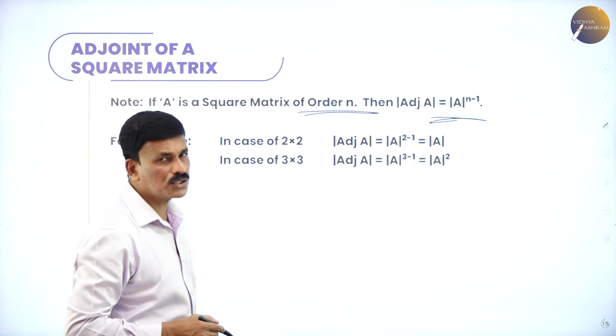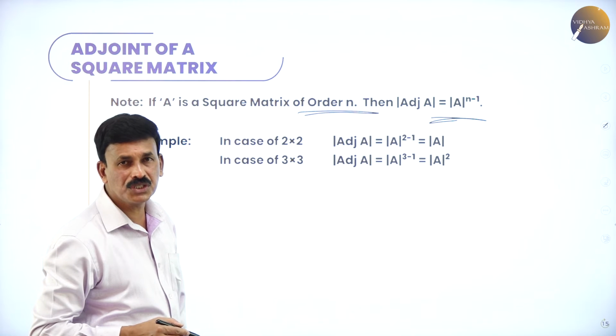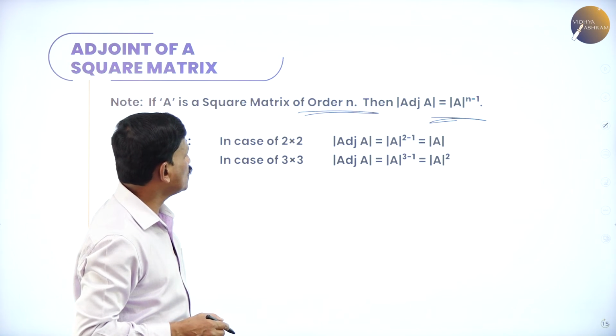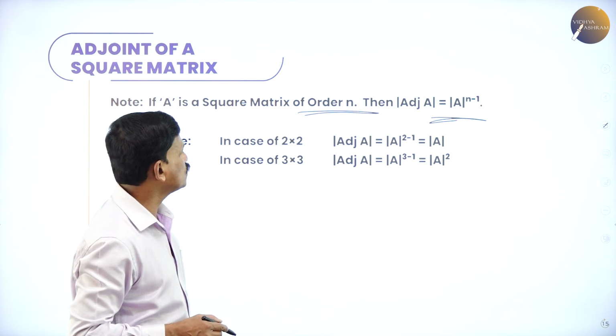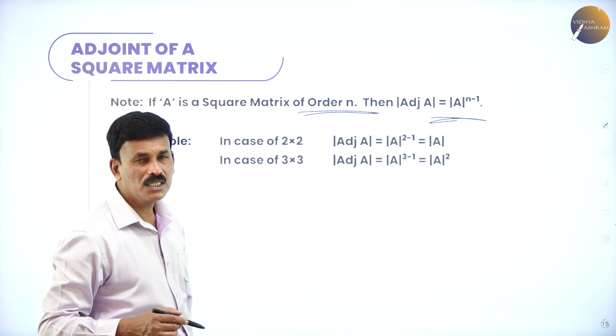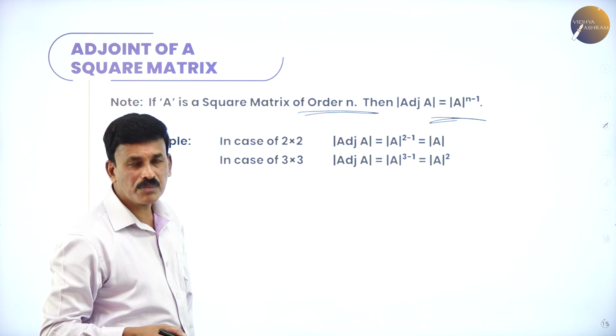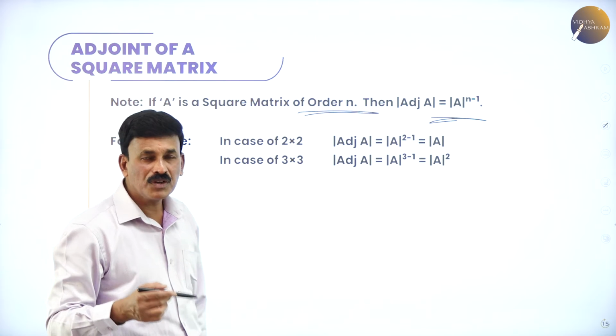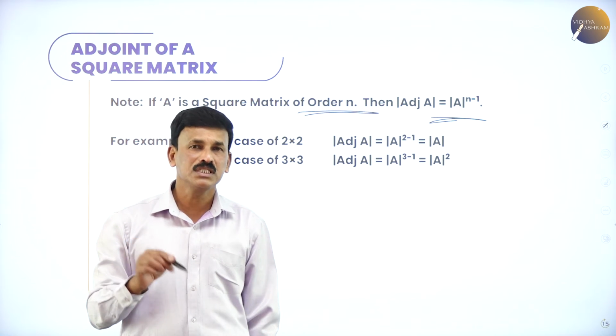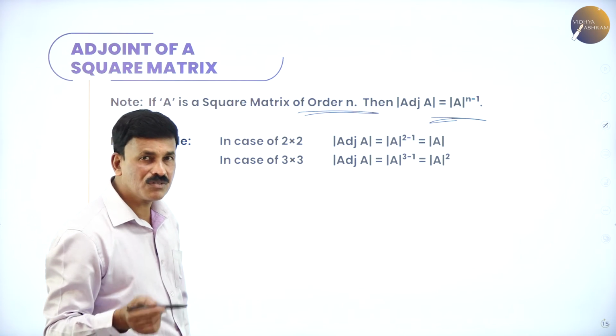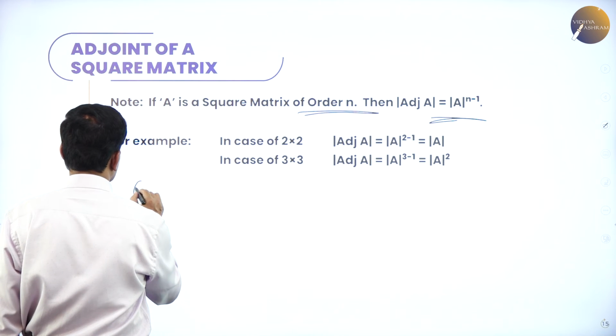Similarly, for a matrix of order 3 rows 3 columns, determinant of adjoint of A is equal to determinant of A to the power of 3 minus 1, meaning determinant A square. We have solved this type of problems in 1 mark questions. Let me take one more example.